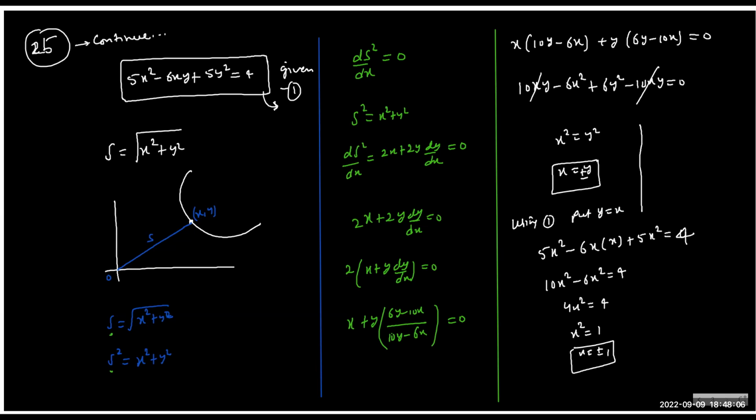Oh, it's too much. I'll solve again here. This space is getting consumed. Okay, now what will we do next? Using the constraint, putting y equals minus x. What do we get?